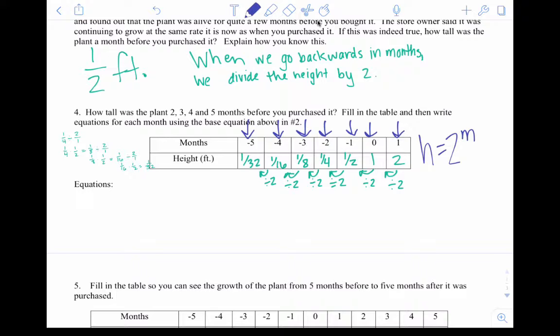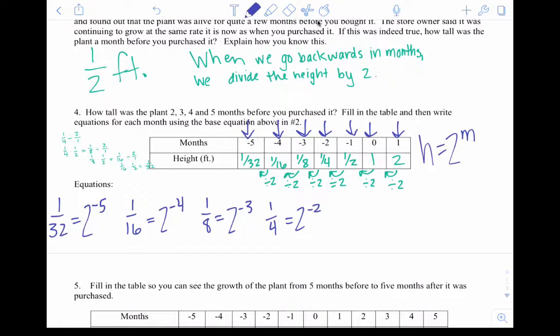So my first equation, I'm just going to start on the left. My height was 1/32. That's equal to 2 to the m, and my m is -5. The next one I have, 1/16 is equal to 2 to the -4. Then 1/8 is equal to 2 to the -3rd. 1/4 is equal to 2 to the -2nd. 1/2 is equal to 2 to the -1st. 1 is equal to 2 to the 0. And then 2 is equal to 2 to the 1st. Those are all my equations.